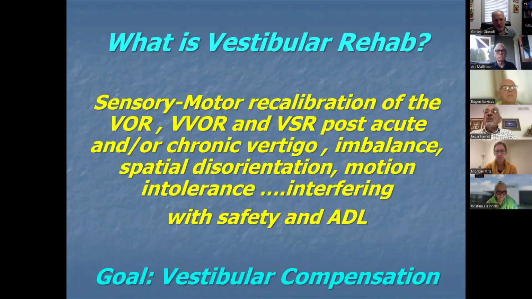So essentially, vestibular rehab is a sensory motor recalibration of the vestibulo-ocular reflex, visual vestibulo-ocular reflex, and vestibular spinal reflex post either acute and or chronic vertigo, imbalance, spatial disorientation, motion intolerance, etc., that is interfering with safety and activities of daily living. And the goal is to do what we call vestibular compensation. Next slide, please.